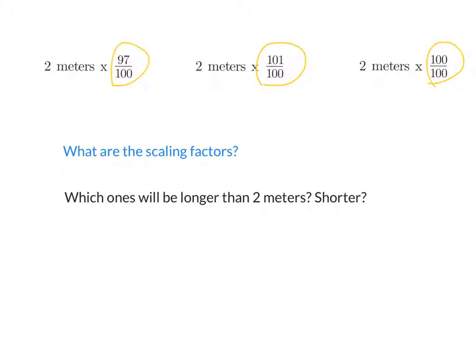What can we tell right away about 100 over 100? That's equal to 1. So is this last example going to be longer than 2 meters, shorter than 2 meters, or equal to 2 meters? Equal, right? Because 2 meters times 1 is going to be equal. Which one's going to be shorter than 2 meters? The one where we multiply it by 97 over 100, because 97 over 100 is less than 1. And 2 meters times 101 over 100 will be greater than 1.